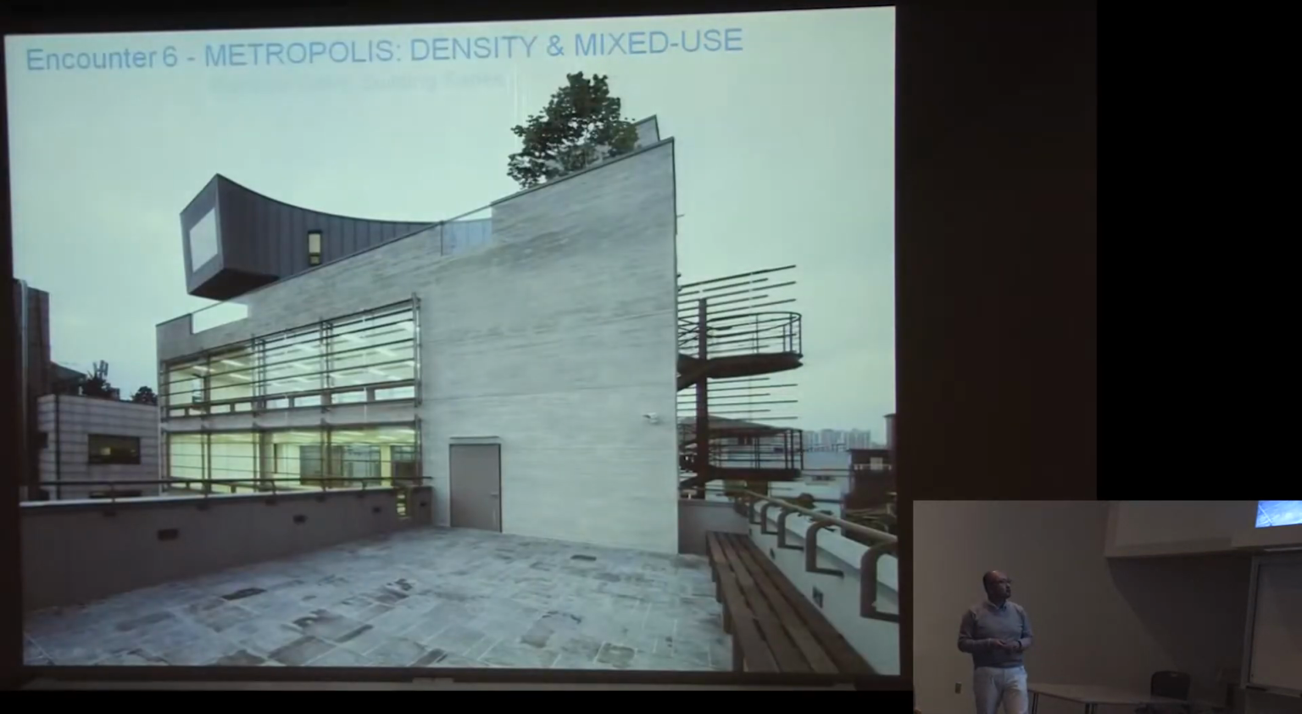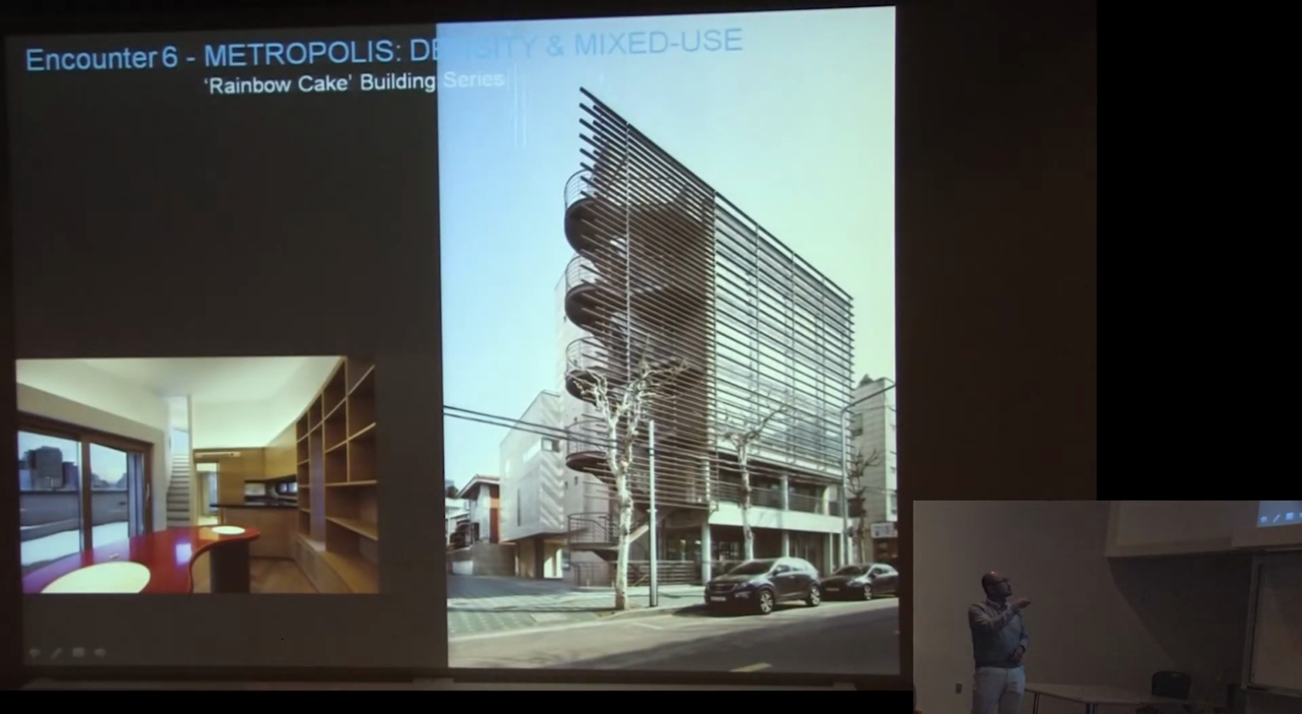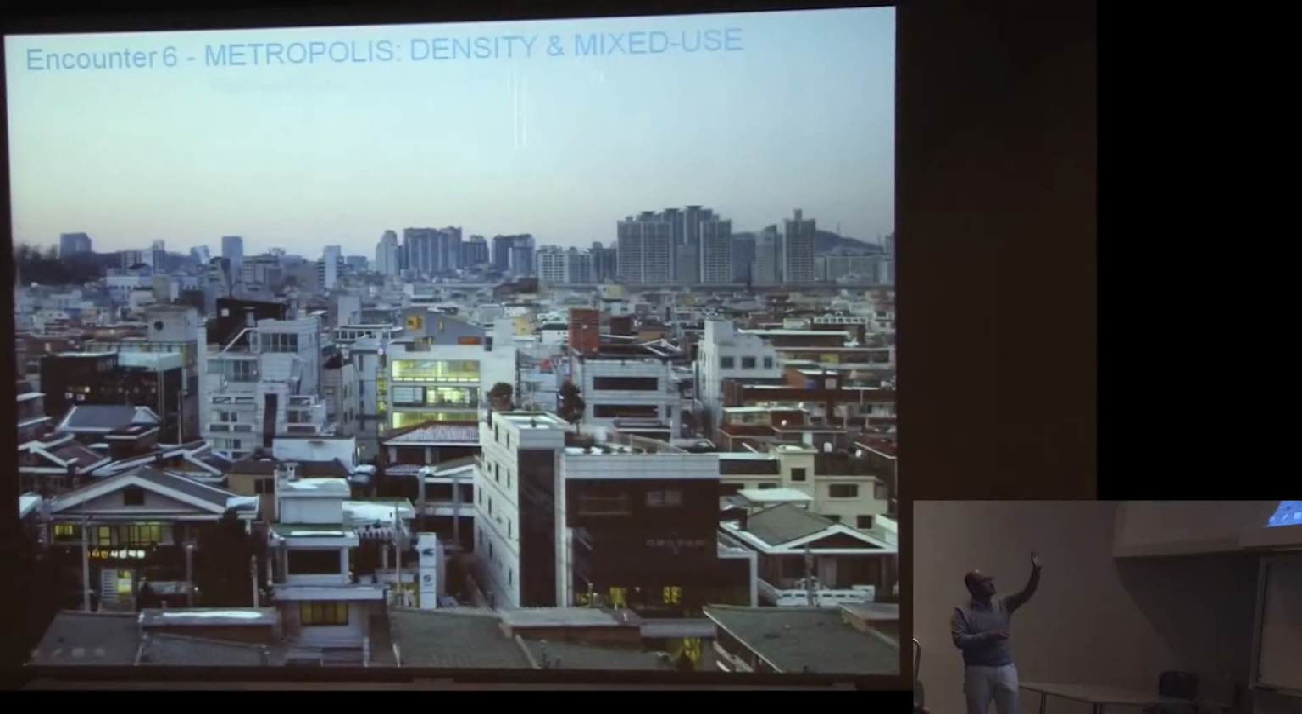So I have my own version of mixed-use buildings. This is a rental office building, but on top of it is a private residence with a small garden. And you can't see it from the other side of the street, for privacy reasons. And it's in the middle of a very dense, very crowded area in Seoul.